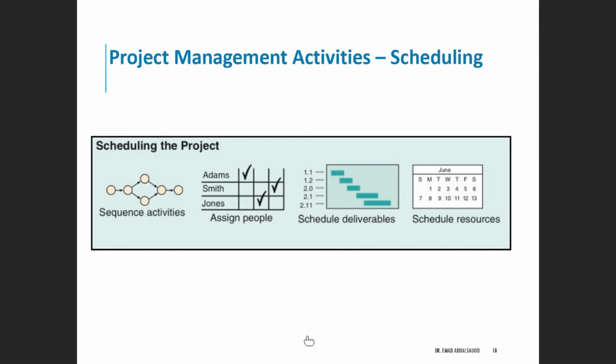For the scheduling, after you set the plan, you do scheduling, so you can track later and monitor your progress for the project. There are many tools that can be used here: sequence activities, like PERT or critical path for the activities. All of them can work here. Assign people, for example, there are tools to do that. One is the responsibility matrix. Also schedule deliverables, and we can use a Gantt Chart, for example, to do that.